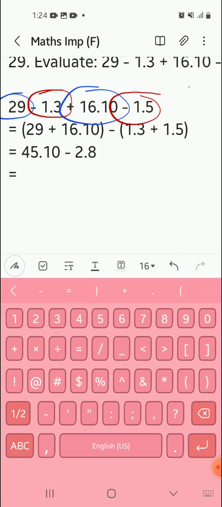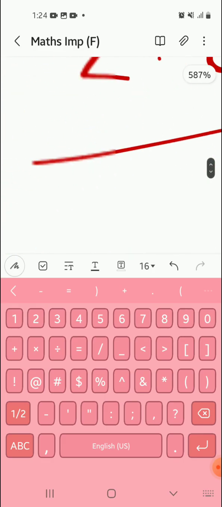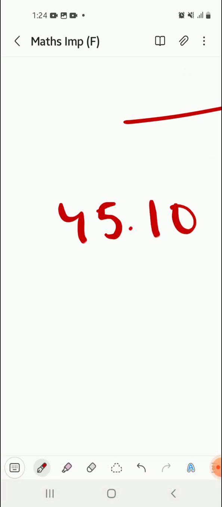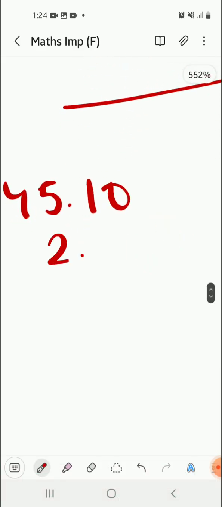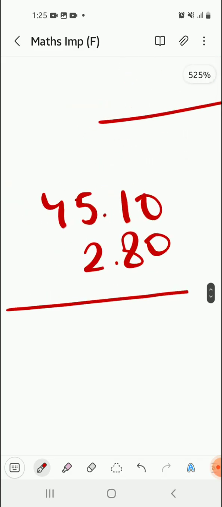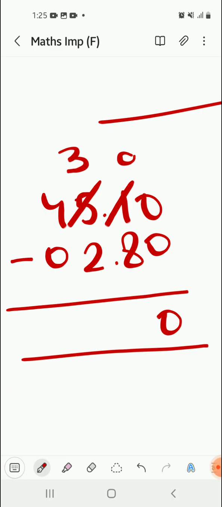So let's do it. 45.10 minus 2.8. From here we are going to subtract 2.8. Insert zeros on the empty places and then subtract. 0, 5 becomes 3, becomes 10, sorry, it becomes 11. 3, decimal point, 3 minus 2, 1, and then it's 4.